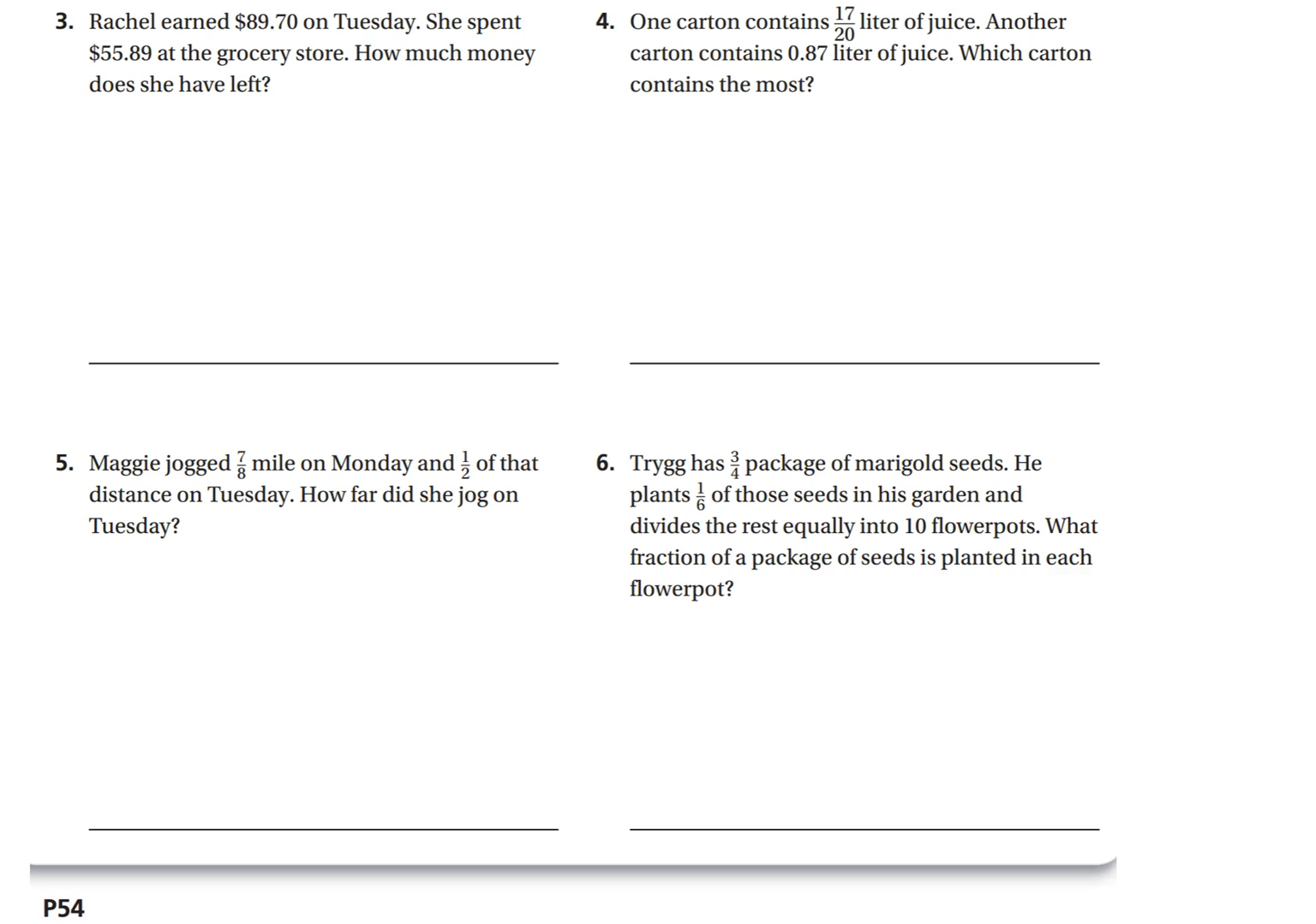Okay, it says here, Rachel earned $89.70 on Tuesday. She spent, well, if she's spending, that's a subtraction word. How much is she spending? $55.89 at the grocery store. And my question, how much money does she have left? Well, how much money did she start with? She started with $89.70. And if she spent, that's subtraction, she spent $55.89. So you just need to subtract to get that answer. And I'll let you go ahead and do that arithmetic on your own.